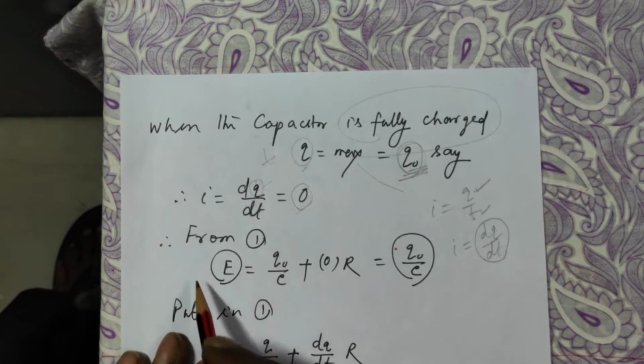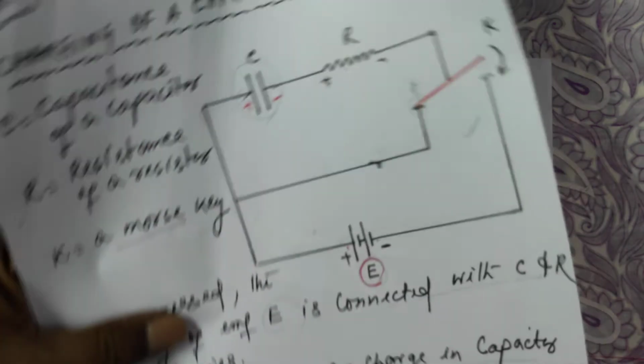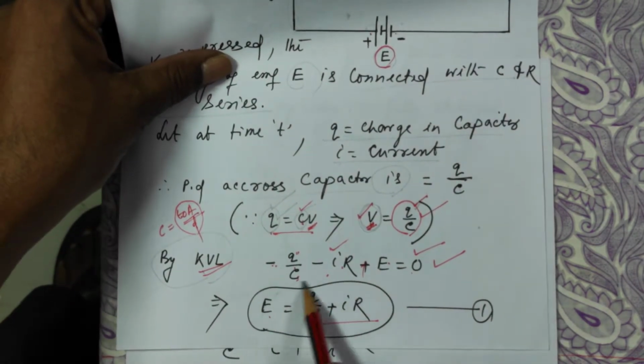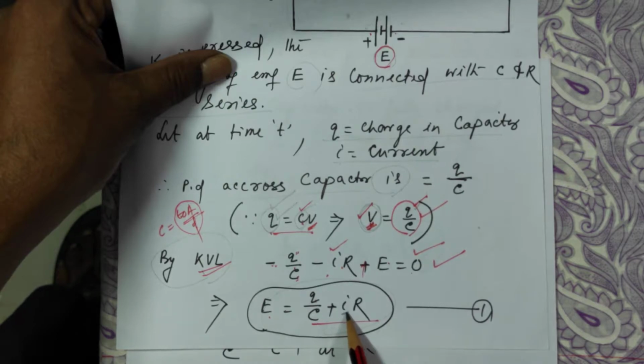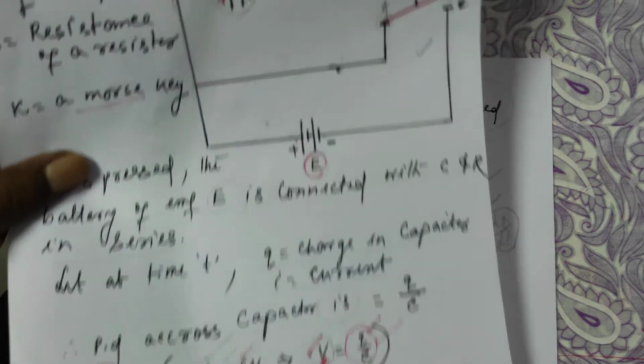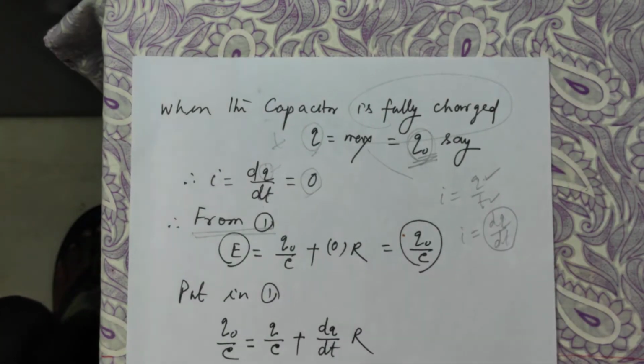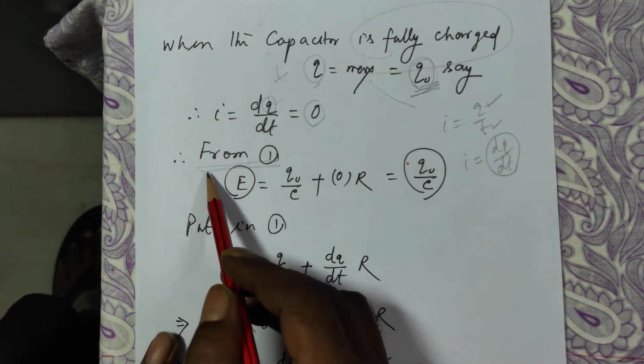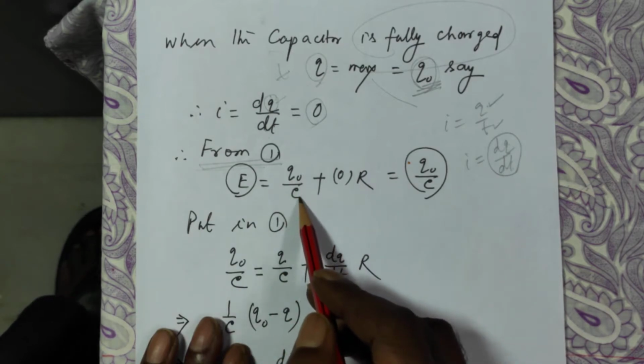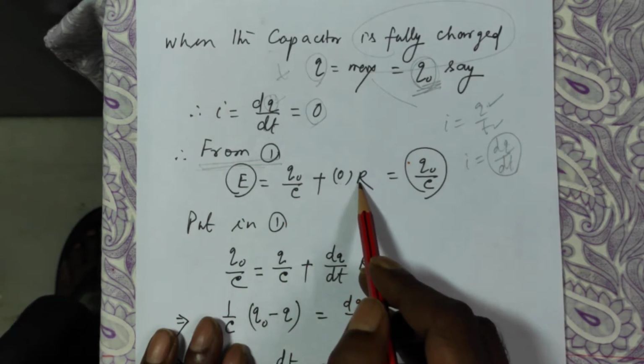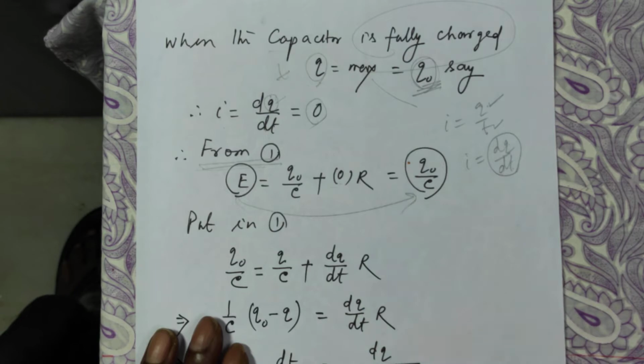Now come back to equation 1. When Q is maximum, your I is equal to 0. So if this is Q naught, then this term is 0, and 0 into this thing is 0. So E is equal to Q naught by C. That is what I am explaining here. From equation 1, E is equal to Q naught over C, since I into R is 0.